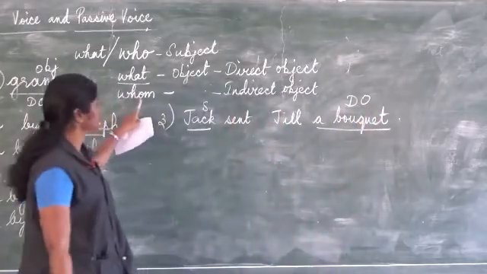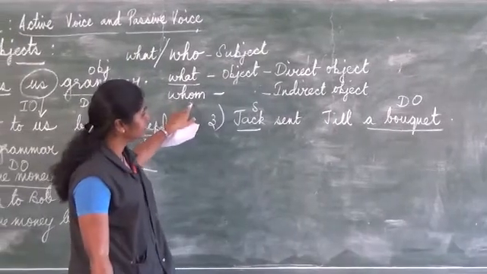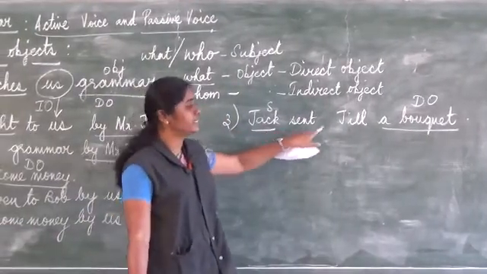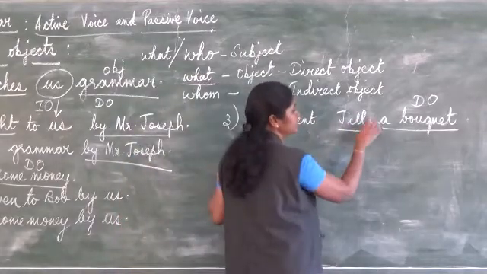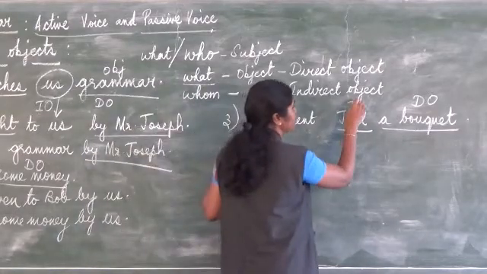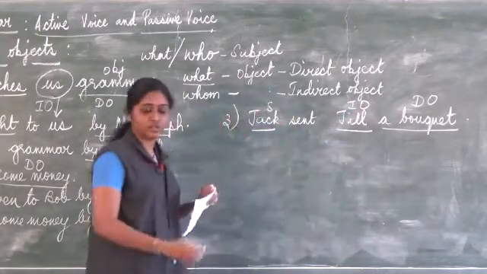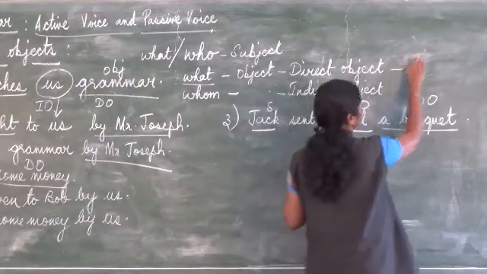Now the third question is whom. Whom did Jack send a bouquet? To whom did he actually send? He sent the bouquet to Jill. So Jill is the answer for the question whom. So this becomes your indirect object. Okay. So if you see, direct objects refer to things.